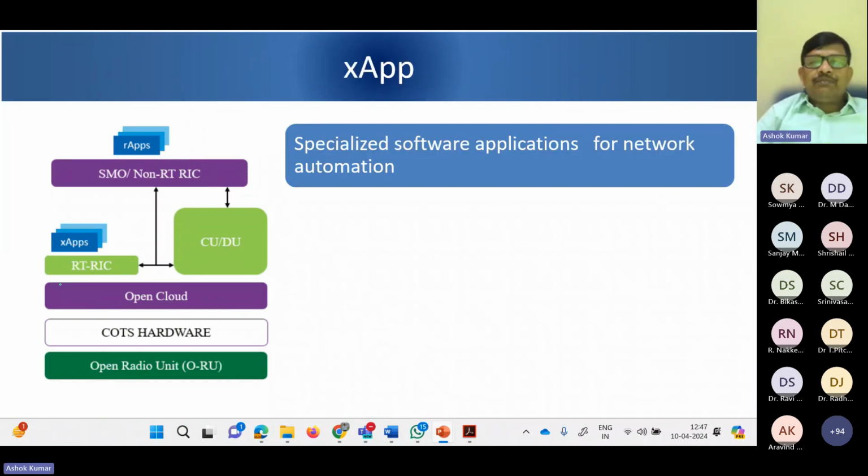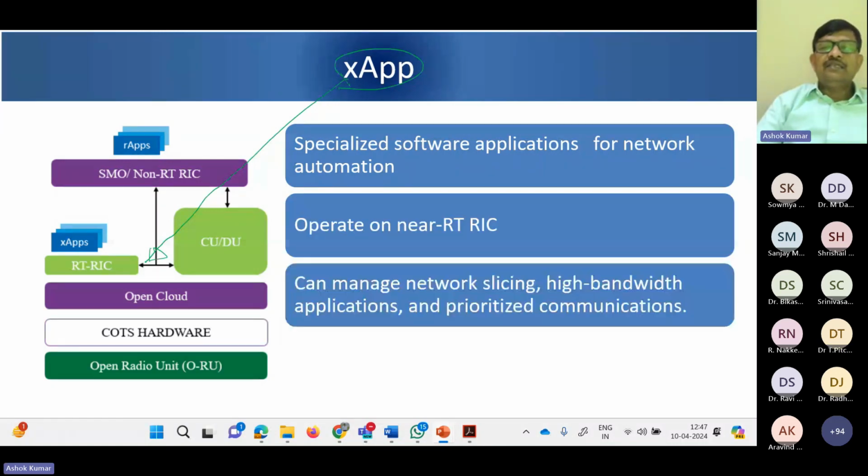So if you look at xApp, which is real time along with the real time RIC, basically all the applications related to network automation will be handled at this level through the xApp. One example is how to manage network slicing, how to manage high bandwidth applications, how to manage prioritized communications. For every such management we can have an xApp, and it will manage in real time all these network slicing related aspects and other aspects.